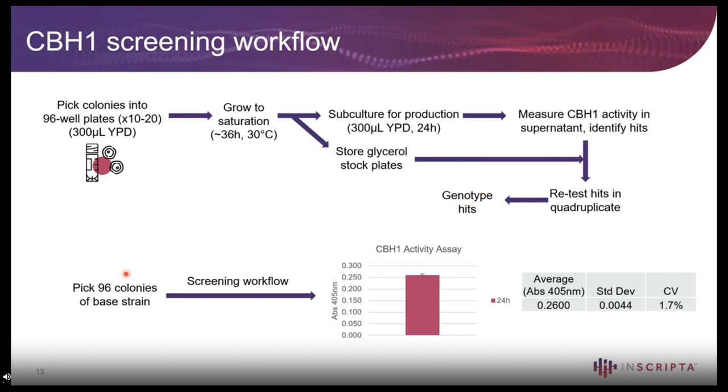So just to show you a little about the noise within the screening workflow, I picked 96 colonies of the base expression strain, and then I would take it through this entire screening workflow. And then the results of that experiment is shown over here. So the average absorbance at 405 nanometers for those 96 samples, 0.26, with a very low standard deviation, and a CV of 1.7%. So the noise in this screening workflow is extremely small. So this really allowed us to pick out hits with improved CBH1 expression with very small improvements in CBH1 activity.